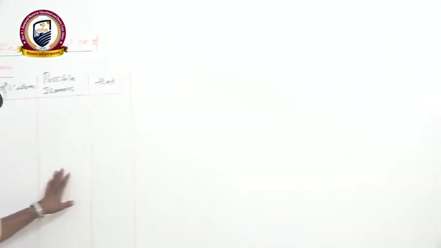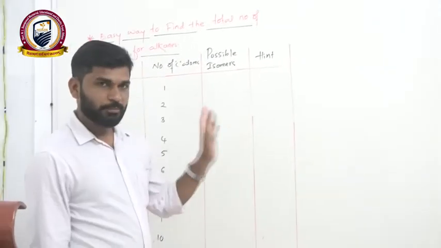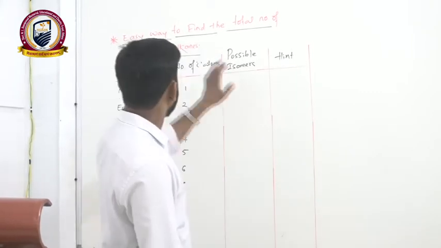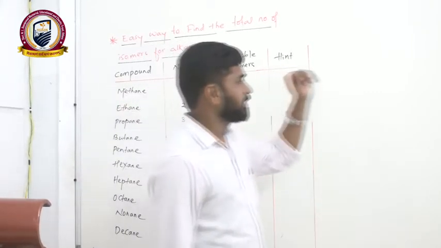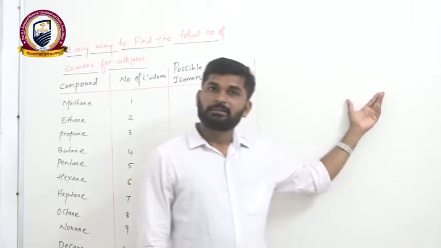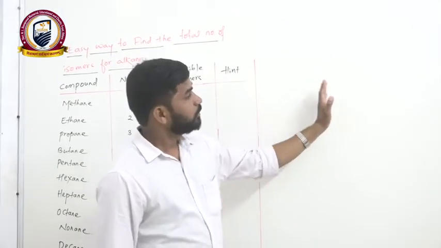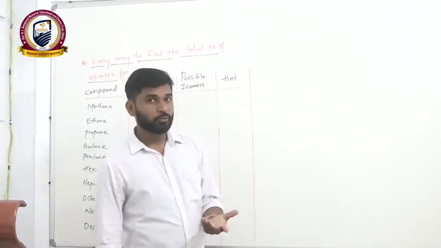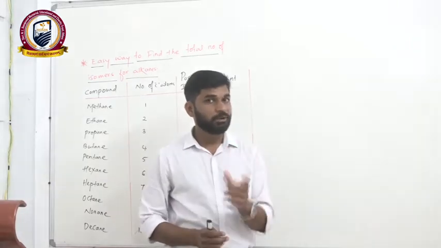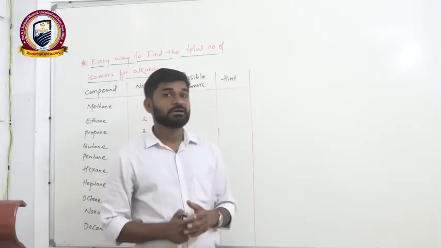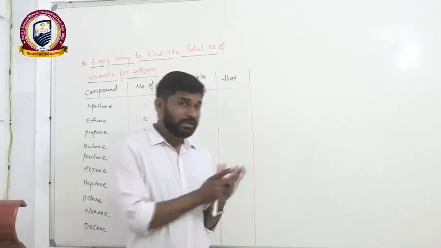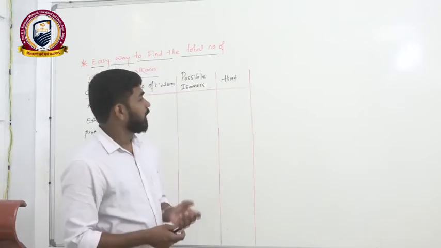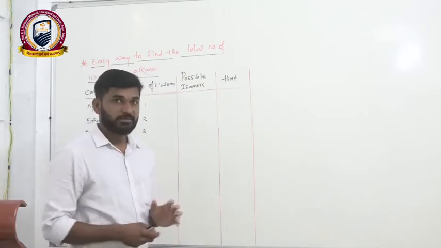Hey students, the next and much more important concept is how to find out almost all the possible isomers of alkanes. The question is that they will give you an alkane and ask you to write the total number of possible isomers for the given compound. But you should not go for writing all the possible structures, because that will create complexity and consume a lot of time. So we have to follow short ways to find out the total number of possible isomers for the given alkanes.